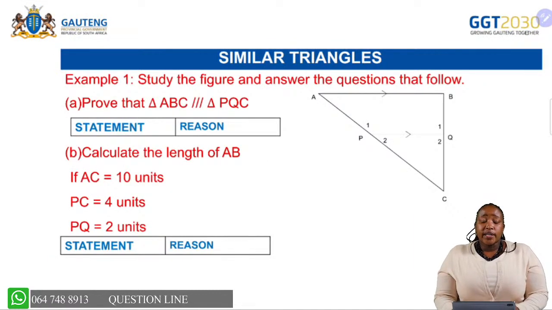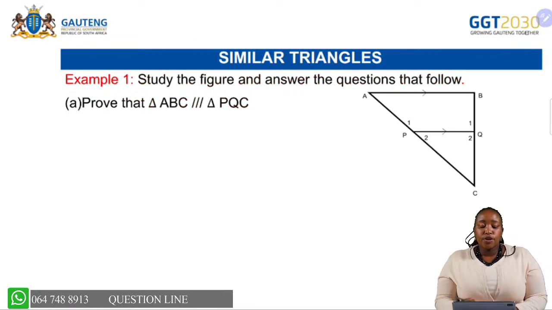Now we're going to try an example. It says study the figure and answer the questions that follow. The first question says prove that triangle ABC is similar to triangle PQC, and you also have to use your statement and your reason. The second one says calculate the length of AB if AC is equal to 10 units and PC is 4 units and PQ is 2 units. And you also here are required to use your statement and your reason.